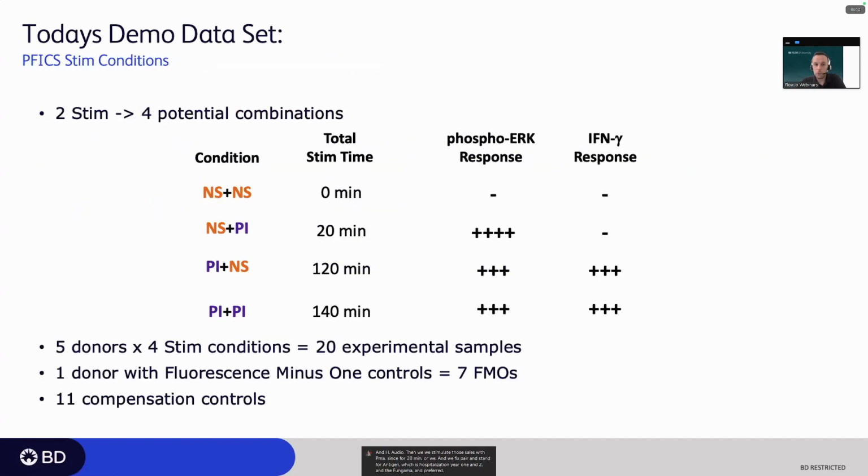So we have two stimulations. So for the combinations: double non-stimulated, non-stimulated then stimulated, stimulated then non-stimulated, and double stimulated. So we had 5 donors with these 4 conditions.